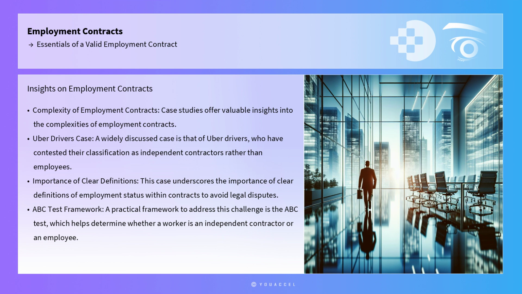A practical framework to address this challenge is the ABC test, which helps determine whether a worker is an independent contractor or an employee. This test examines the control over work performed, the business's usual course, and whether the worker is engaged in an independently established trade. By applying the ABC test, HR professionals can make informed decisions regarding worker classification, thereby preventing potential legal issues.